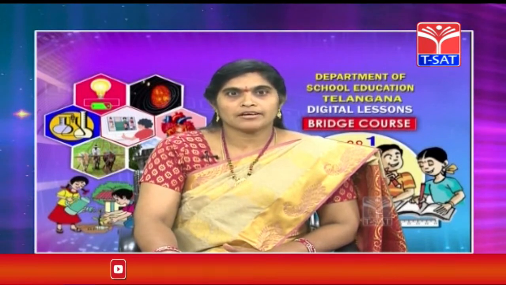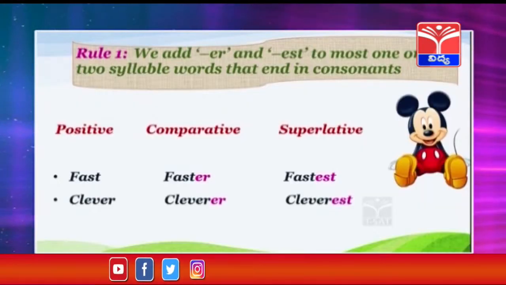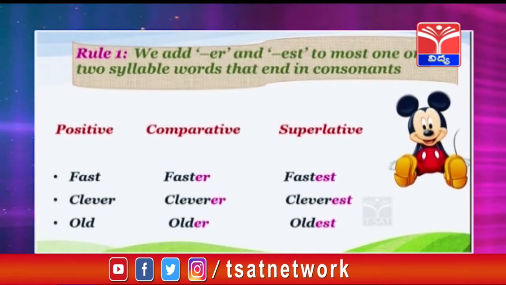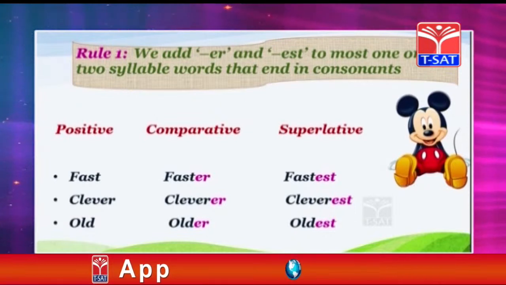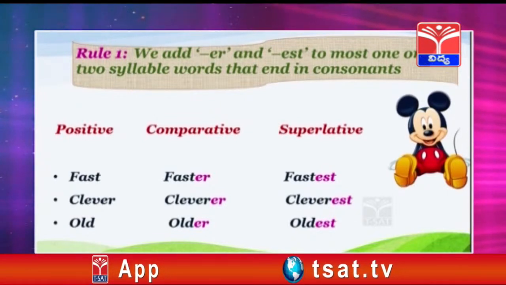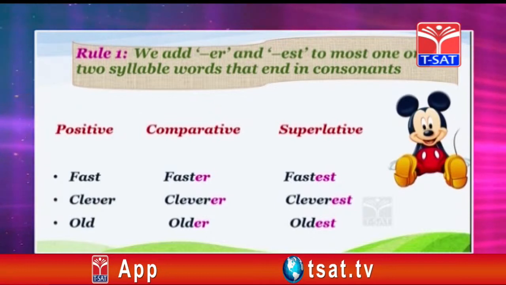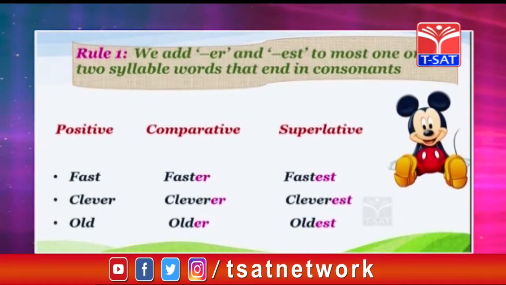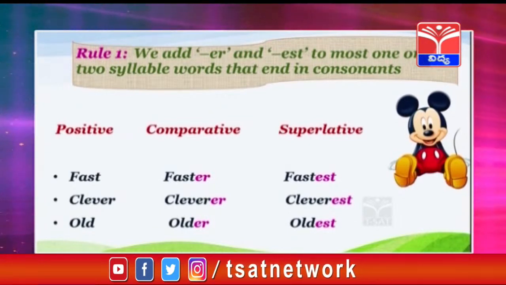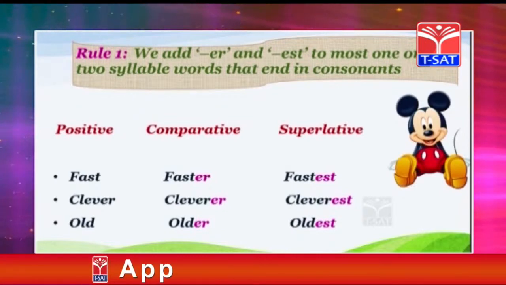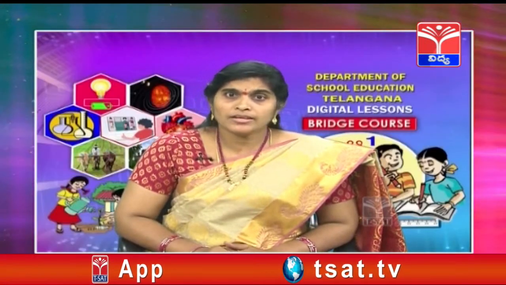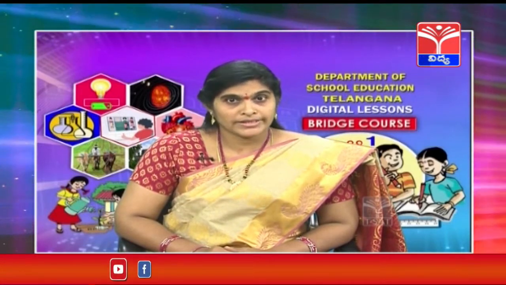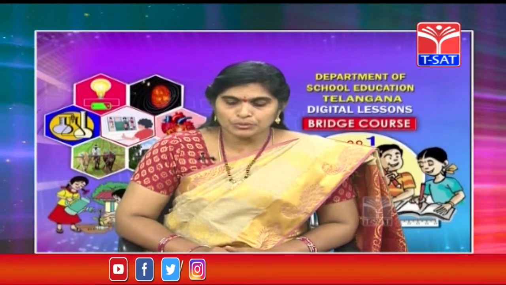A few more examples, to see how to change a positive degree word to comparative and superlative degree words by adding ER and EST. Likewise, the word fast becomes faster in comparative and fastest in superlative. Clever becomes cleverer and cleverest. In the same manner, old, older, oldest. So children, I hope you have understood rule number 1 well. Then, shall we go for rule number 2?